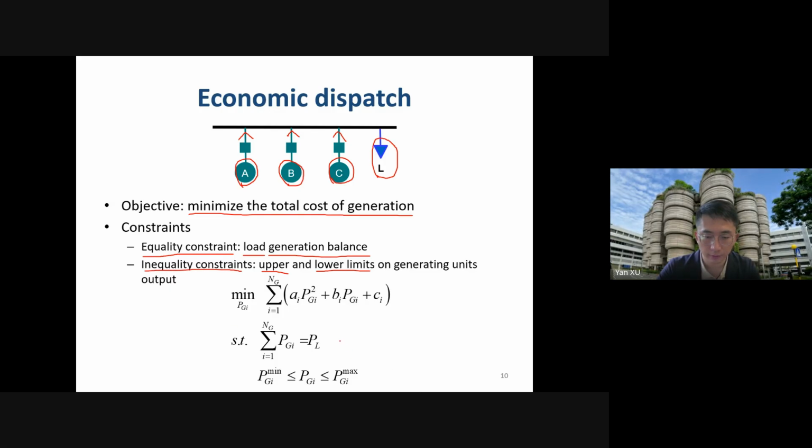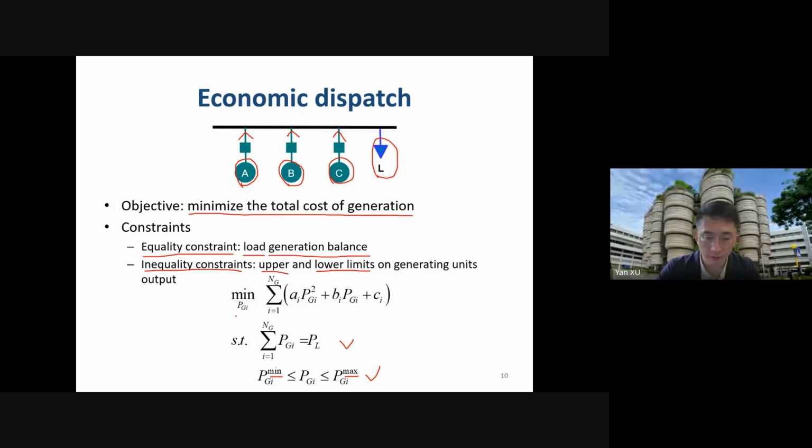Now here you can see we can quickly formulate the equality constraint and inequality constraint. This one denotes that the total power generation equals the total load. And this one denotes that the generator has to satisfy its lower and maximum capacity. Sometimes certainly the minimum value is 0, right?